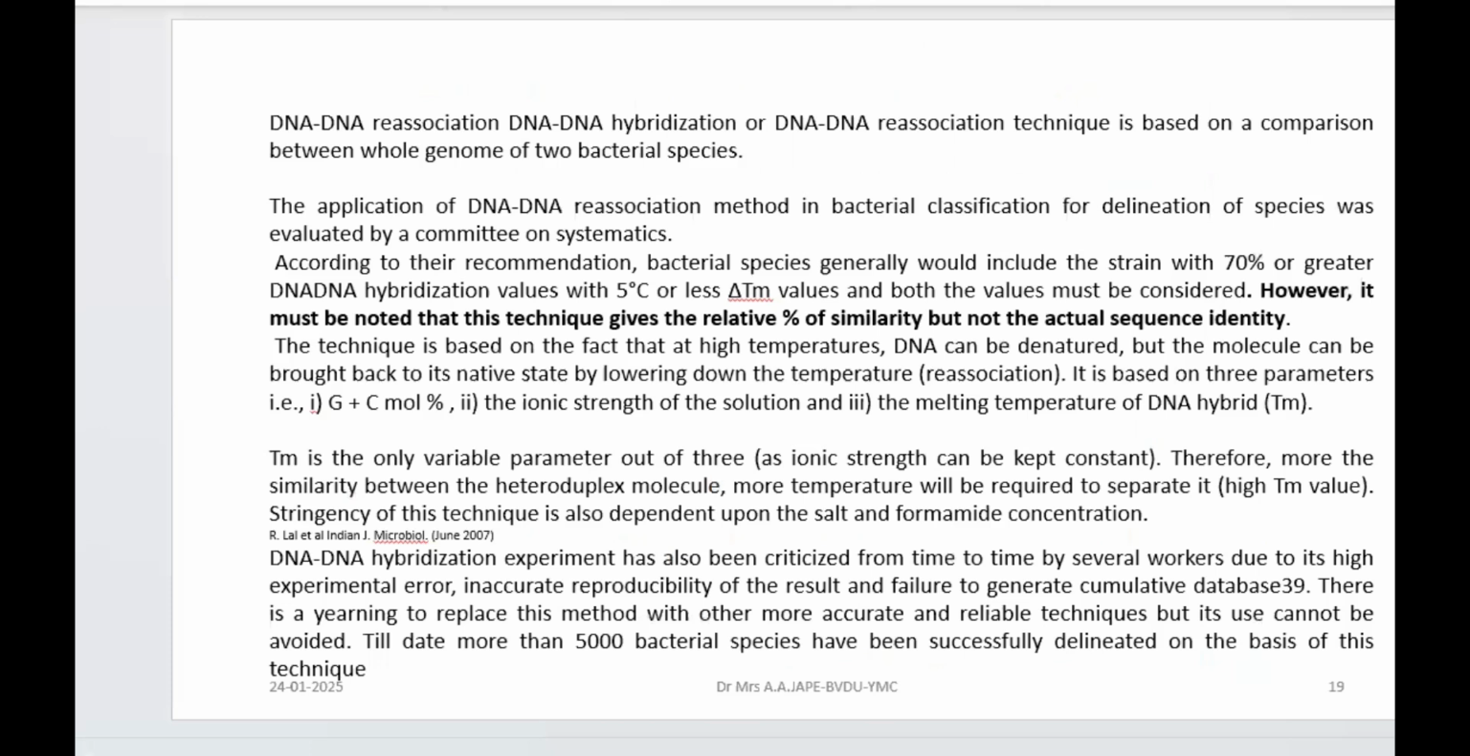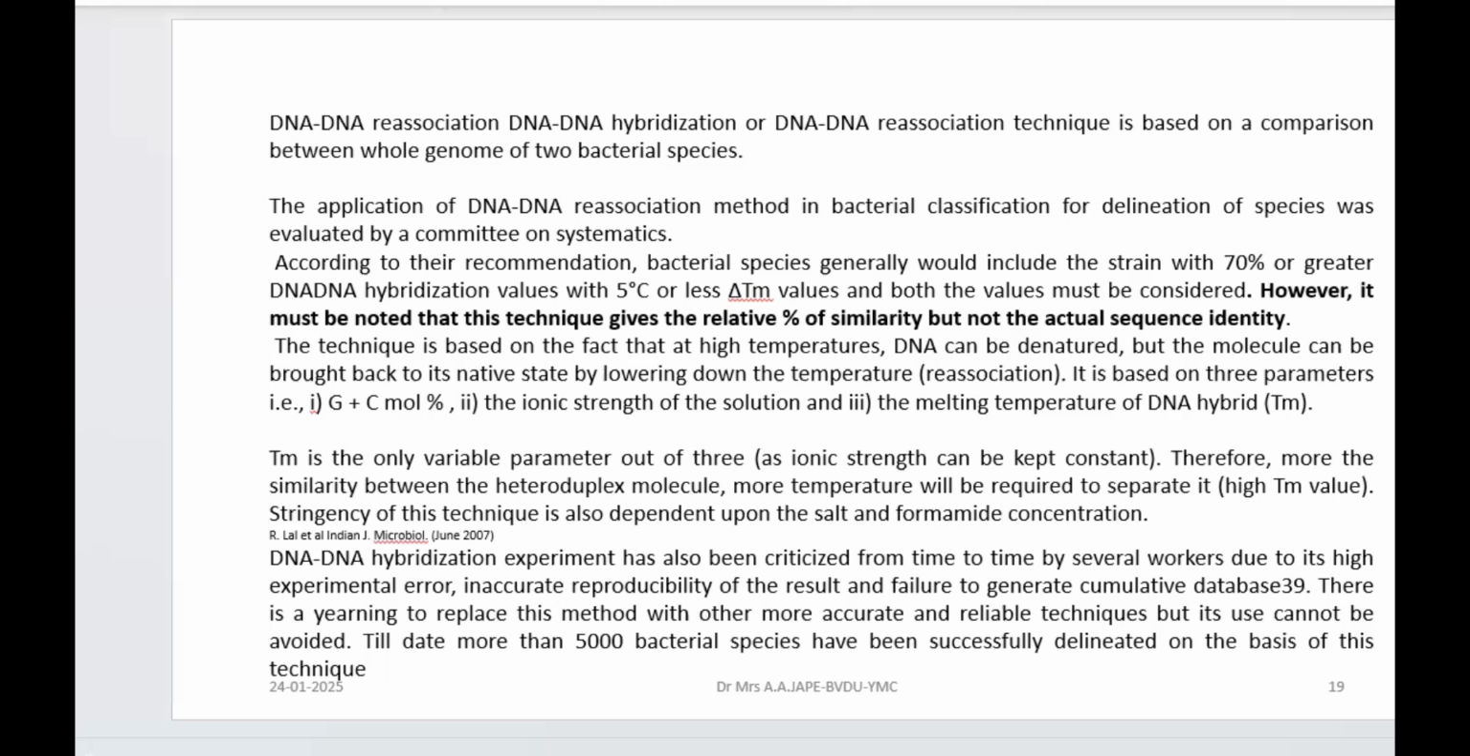Now next comes DNA hybridization methods, right? So when I say DNA hybridization, it is another technique. DNA-RNA hybridization also is there. But yes, when I say hybridization, that means mixing of the two DNA. Probably you have learned this concept in the earlier classes.